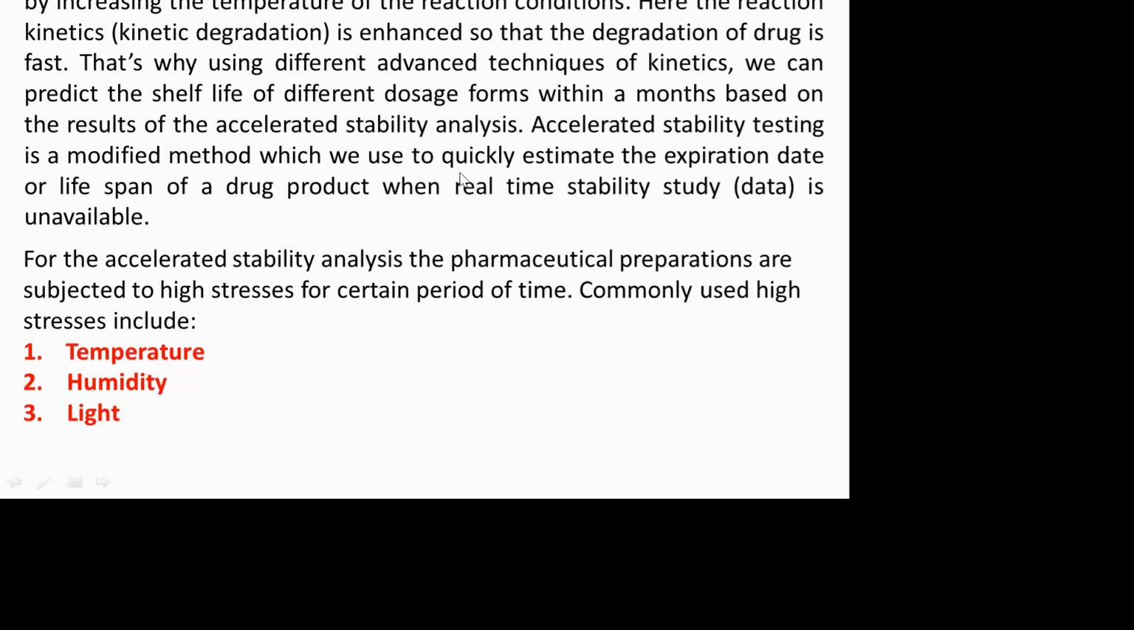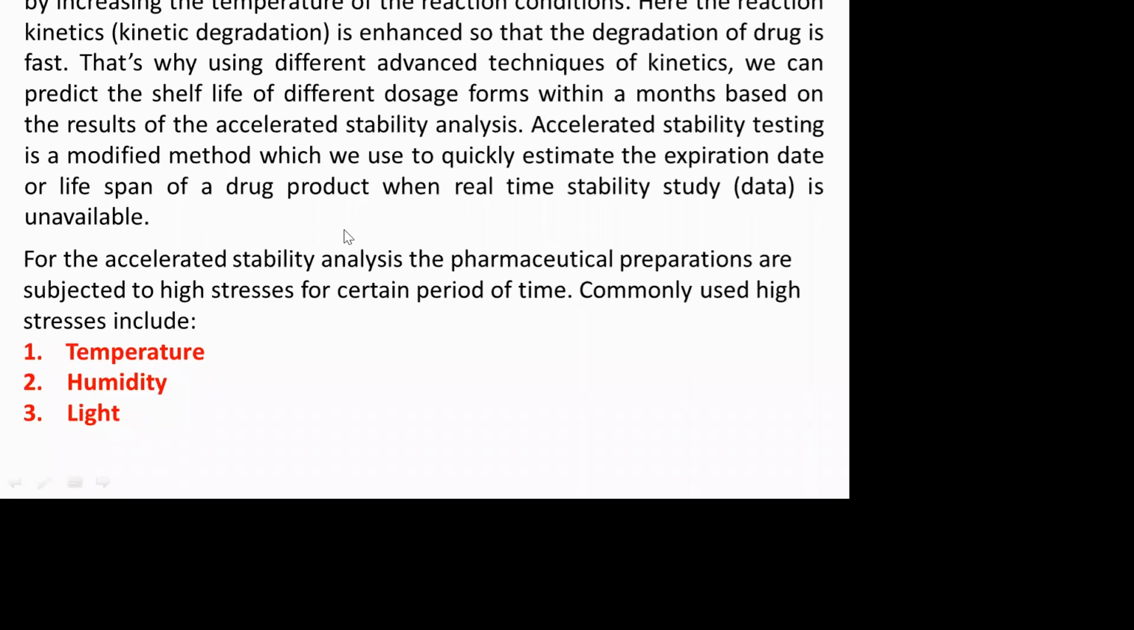Accelerated stability testing is a modified method which we use to quickly estimate the expiration date or lifespan of the drug product when real-time stability study is unavailable. Because real-time stability takes a very long time to get that data. So before that data, we can check the accelerated stability testing and we can find the shelf life.